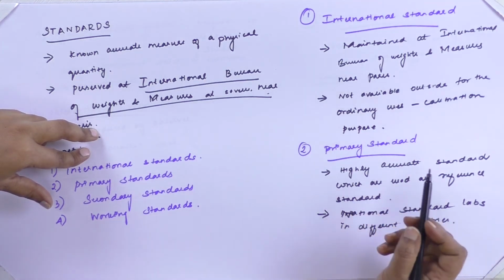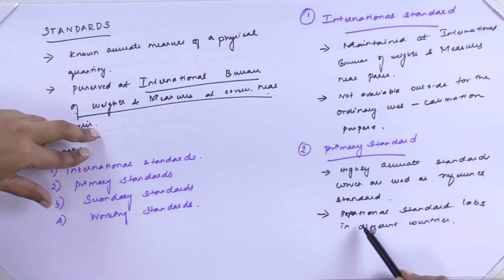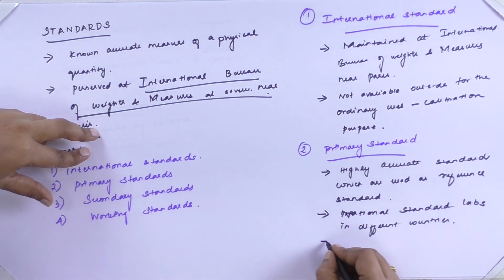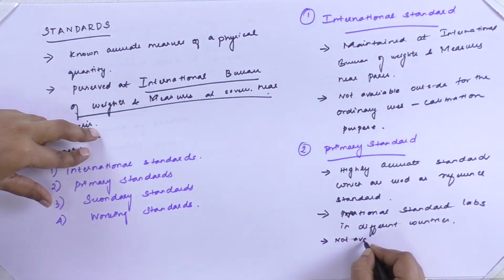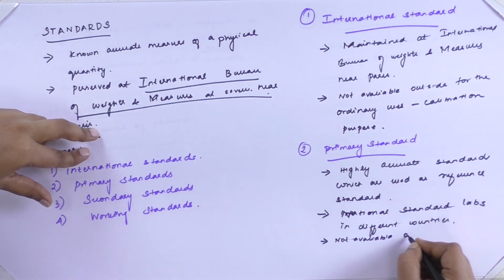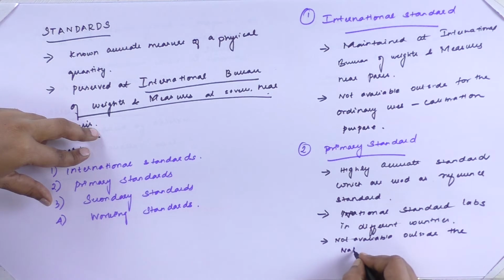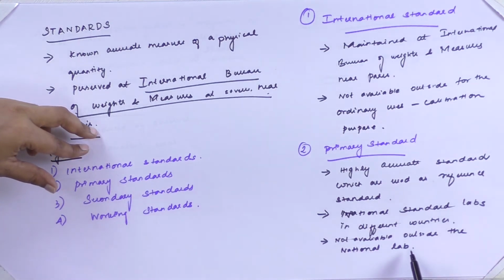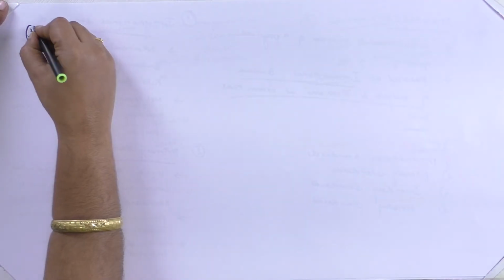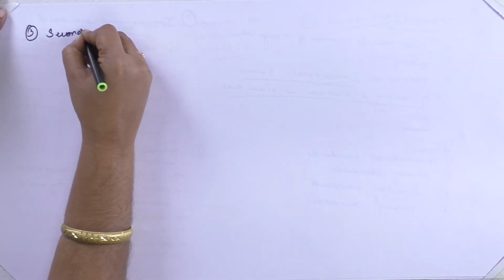So, these primary standards, which are the photocopies of the international standards, are maintained at national standard labs in different countries. These primary standards are also not available outside the national labs for calibration purpose. The main function of the primary standard is the verification and the calibration of the secondary standard. Next, we will see what is secondary standard.